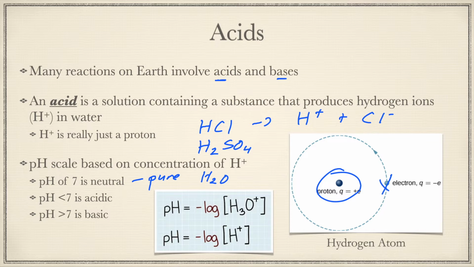Okay, 7 is neutral. pH less than 7, so basically 1 through 6, is going to be acidic. And a pH greater than 7 is basic, so really 8 through 14. So the scale runs from 1 to 14.